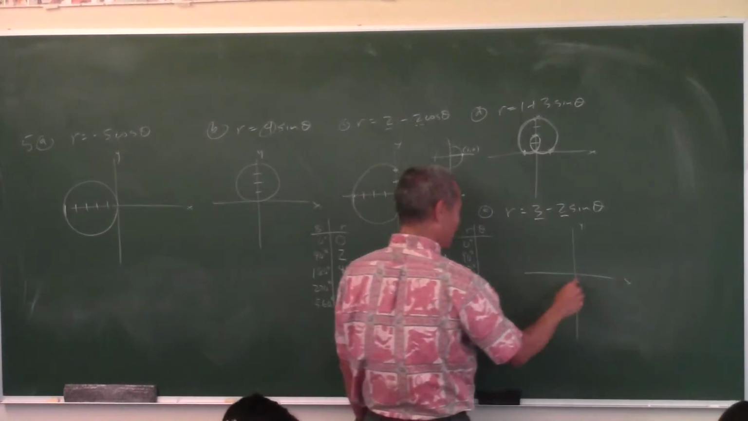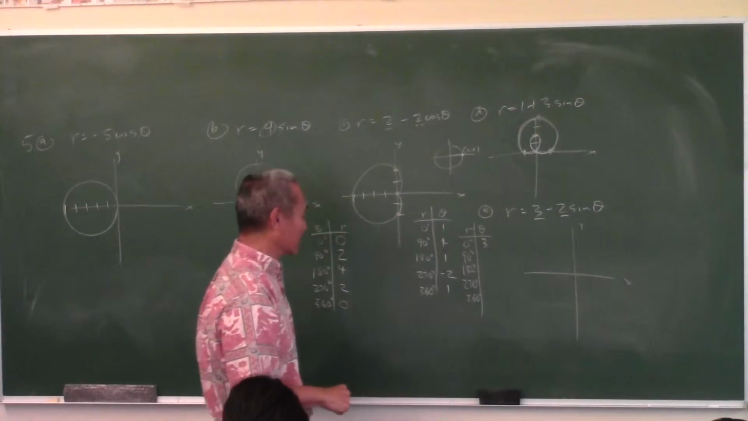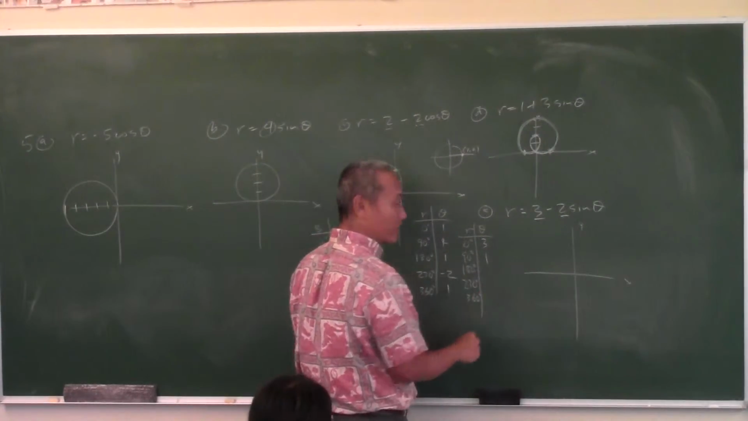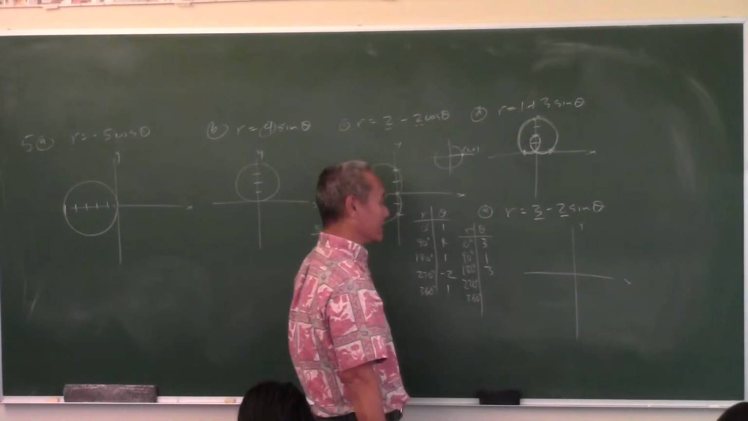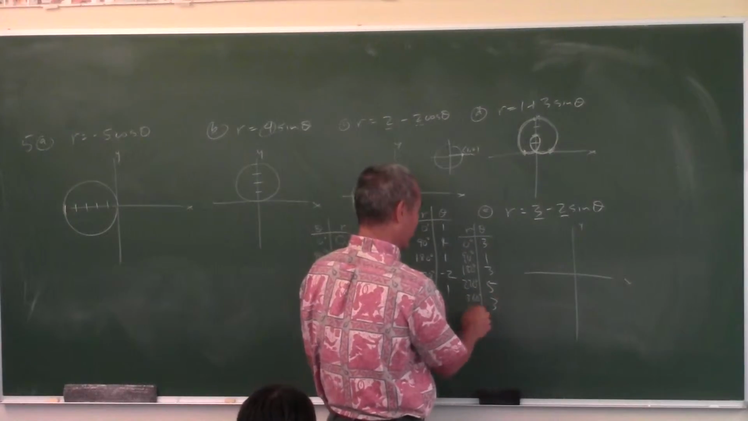3. 90 degrees, Jung. 1. 180 degrees, Ignacio. 3. Nua, 270. 5. 360, okay, there you go.